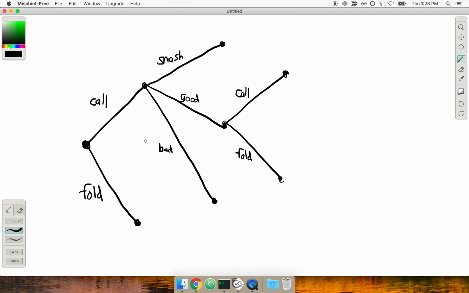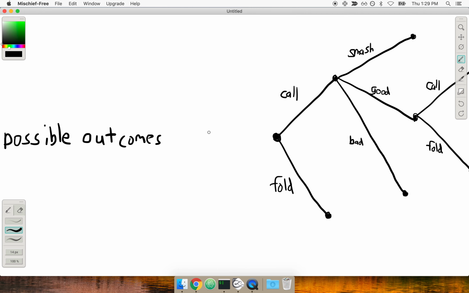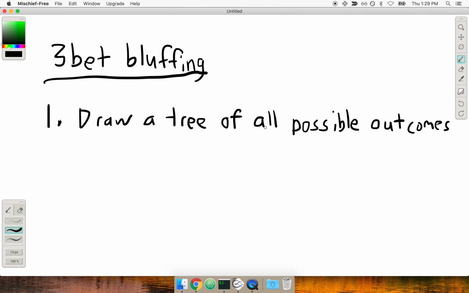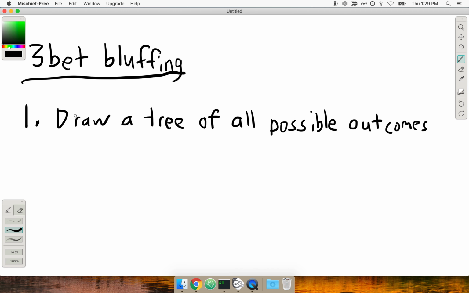So this is what we've got. These are the possible outcomes after we 3-bet bluff. So let's, oh, I zoomed in or I zoomed out or something. So anyway, here's step one. We drew a tree of all the possible outcomes. So now let's move on to step two. And I'm gonna do step two in a blue color.